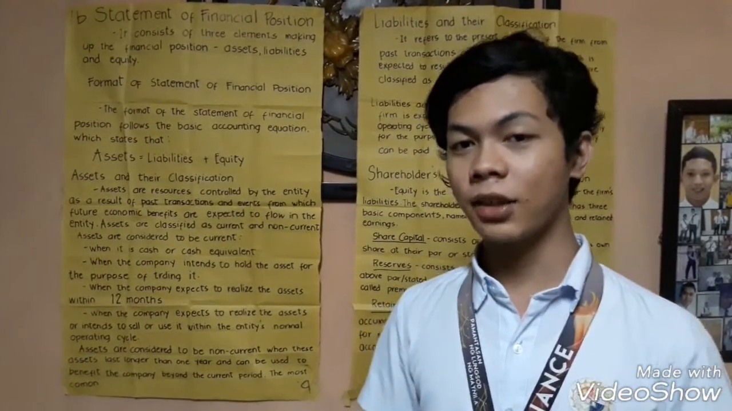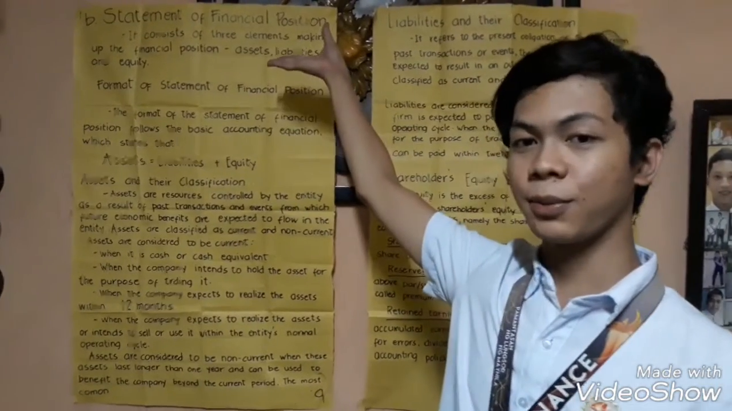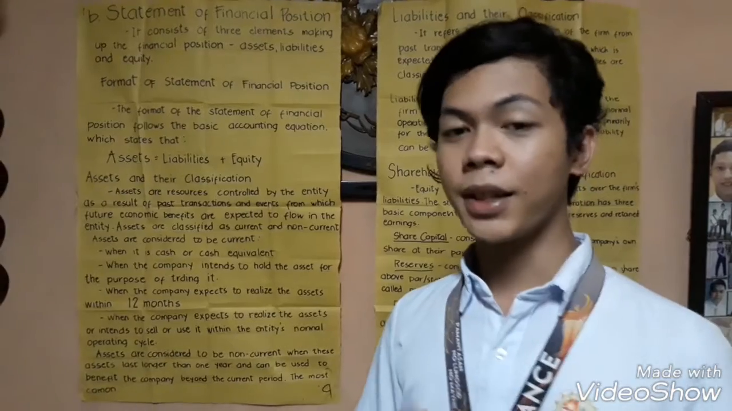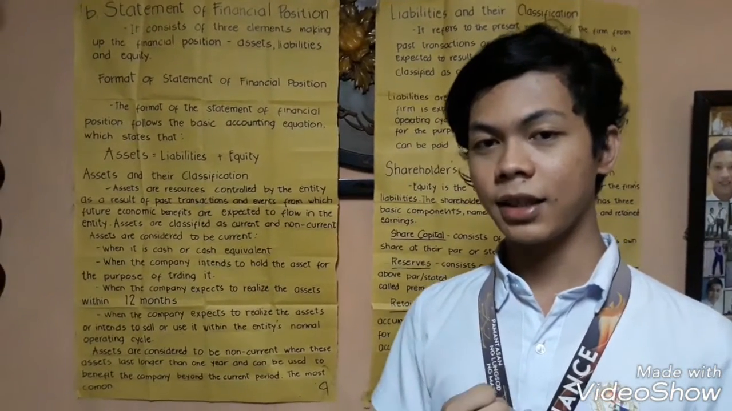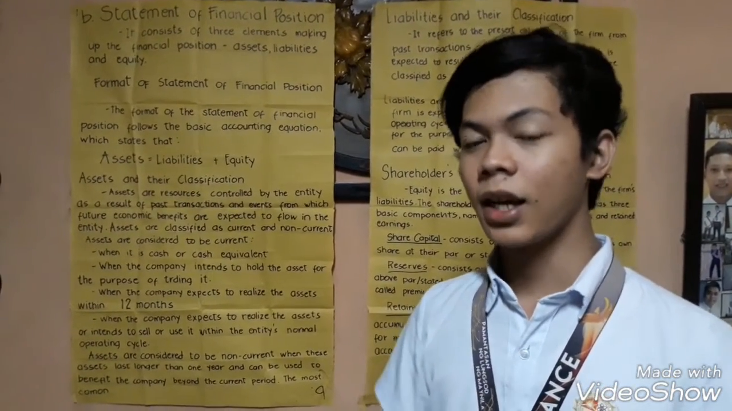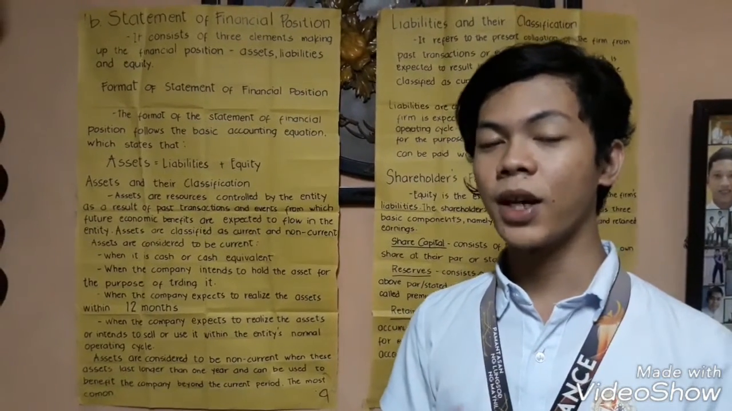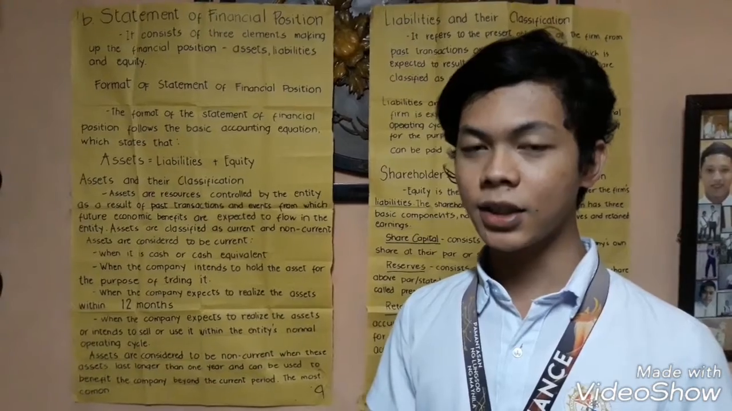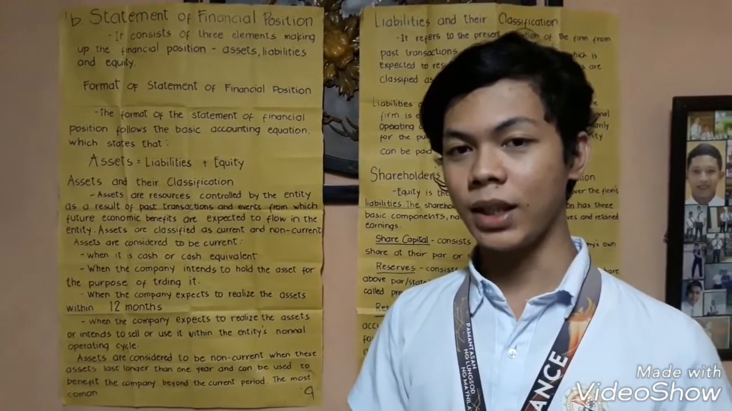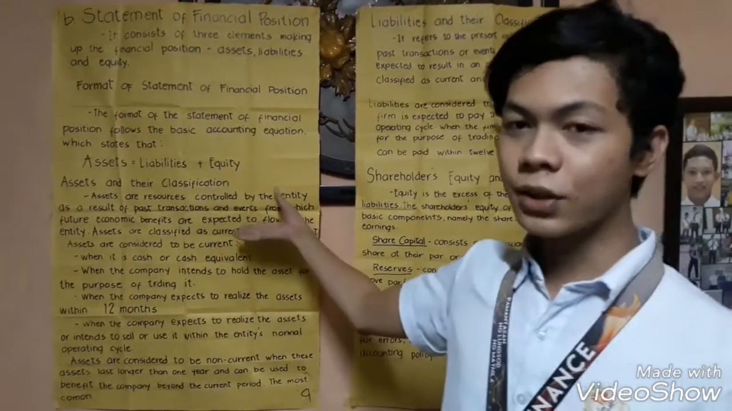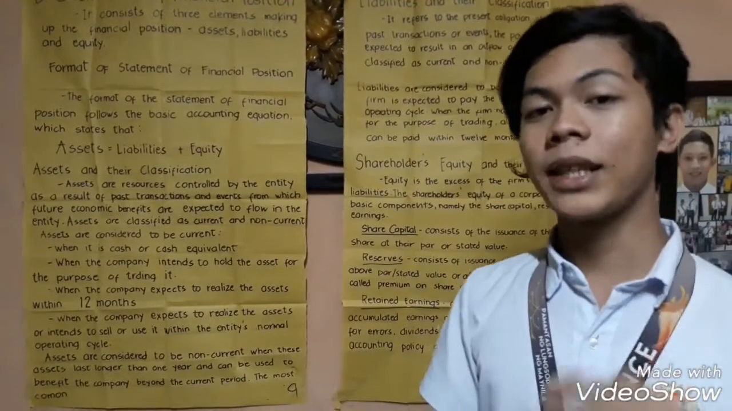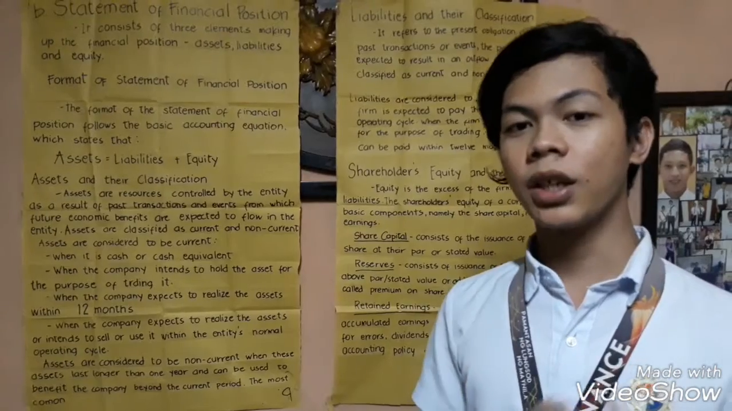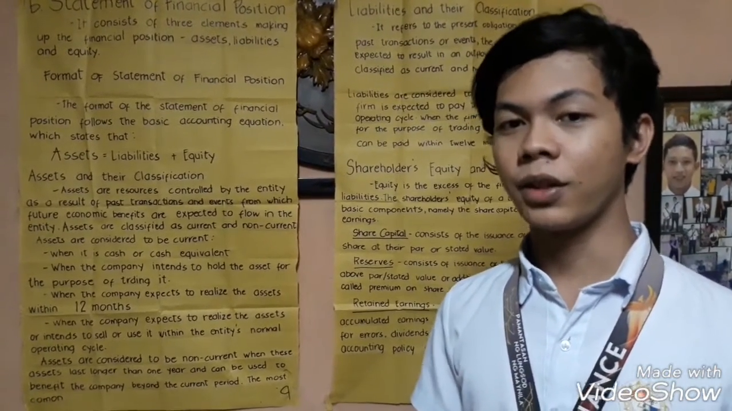Now let's move on to the second topic, and that is the statement of financial position. It consists of three basic elements that make up the financial position: assets, liabilities, and equity. The format of the financial position follows the basic accounting equation, which states that assets equal liabilities plus equity. Assets are the resources controlled by the firm from past transactions in which future economic benefits are expected to flow to the firm.